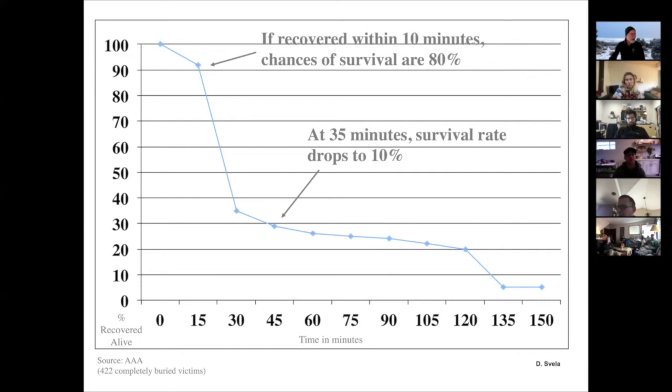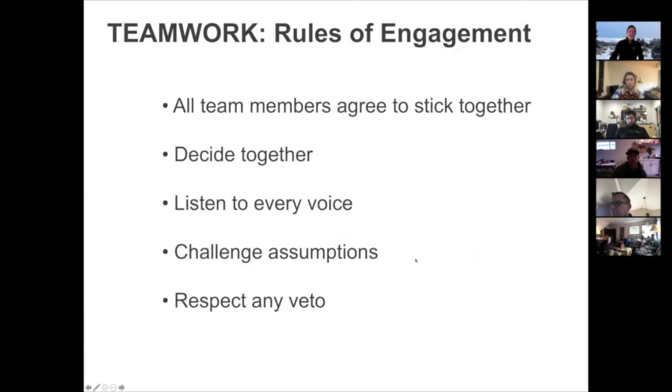So we've kind of got this little window. And as I said, you're not going to get ski patrol there. You're not going to get search and rescue. You want to make sure that you know how to do things. What AIARE has developed is what they call the rules of engagement here. Everybody's going to stick together. You're going to decide together, listen to voices, challenge assumptions and respect vetoes.